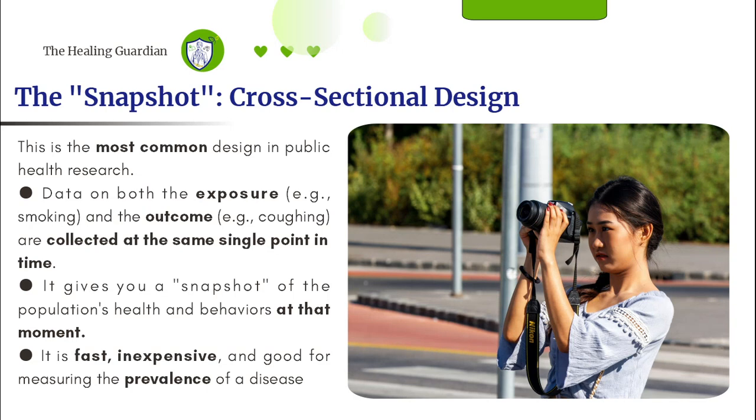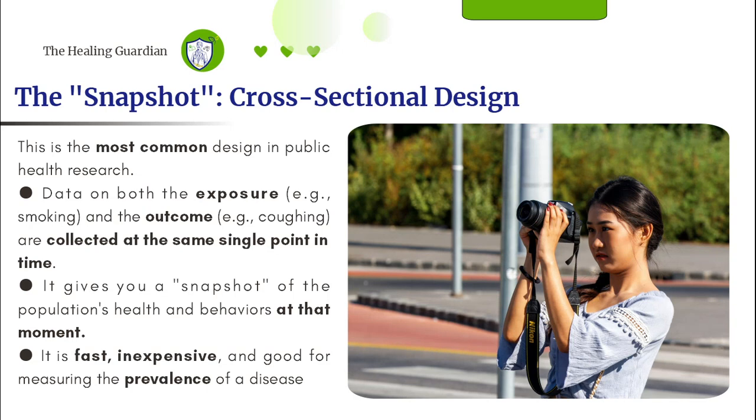The cross-sectional is the most common design in public health research. Data on both the exposures and the outcome is collected at the same single point in time. You just go out in the population, either using surveys or forms, you record information, you study the exposure and outcome at the same time. Do you smoke? Are you coughing? Or do you smoke? Do you have lung cancer? You're looking at all of them at once.